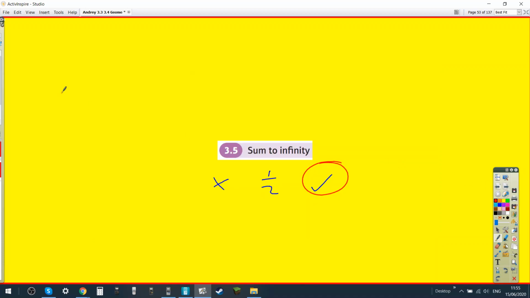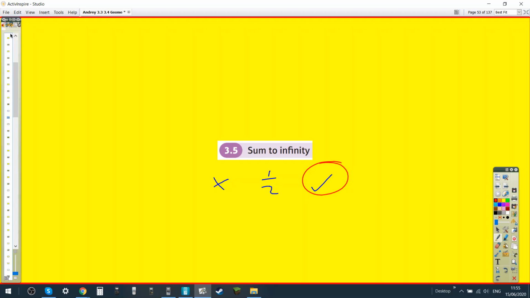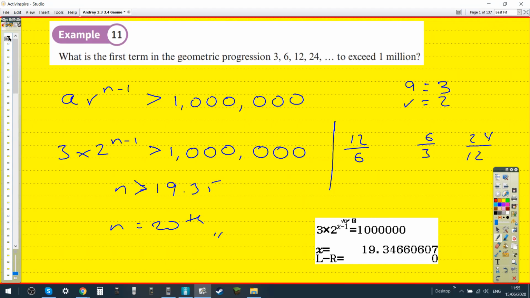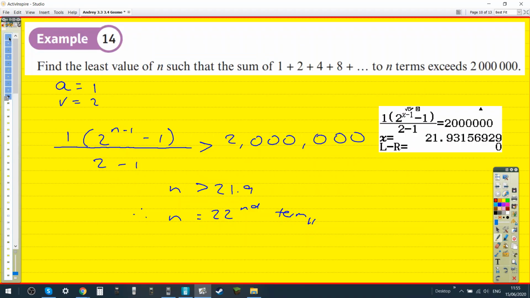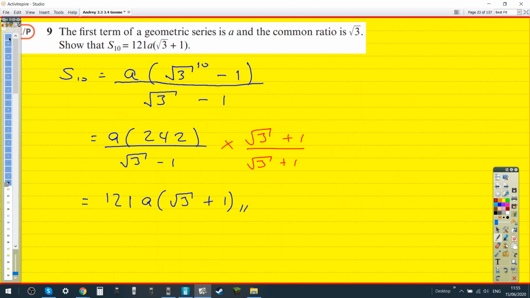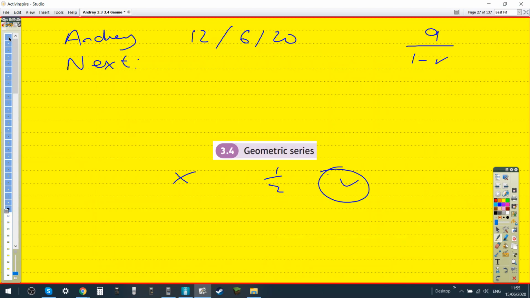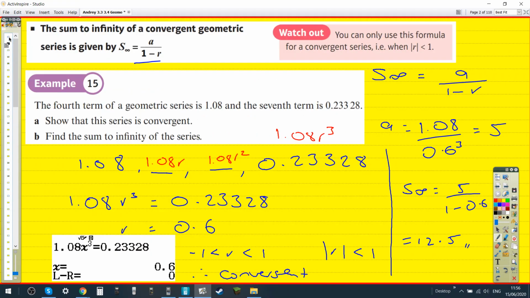Sigma notation. Okay, let's go back. Right, the first to exceed 1,000,000. This was last time. Oh, sum to infinity. You're so easy. A over 1 minus R. I like the questions where they just ask you to find A or find R.